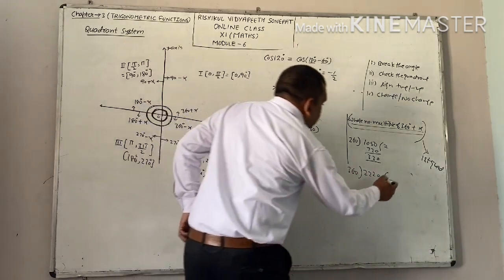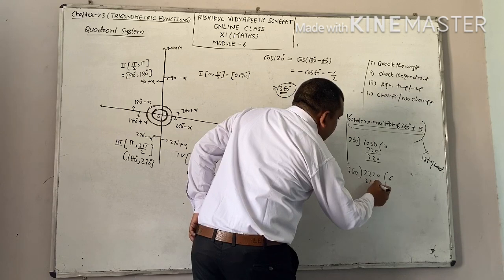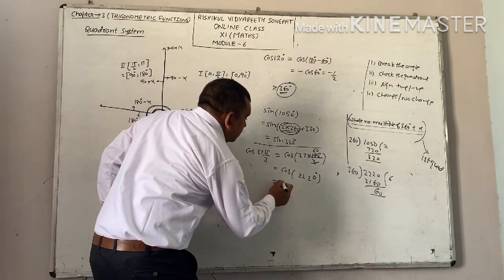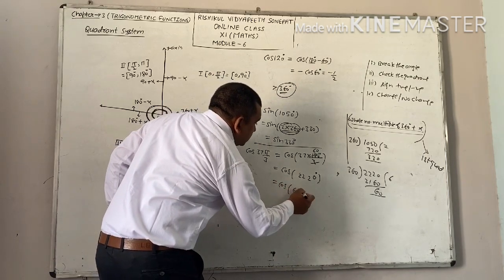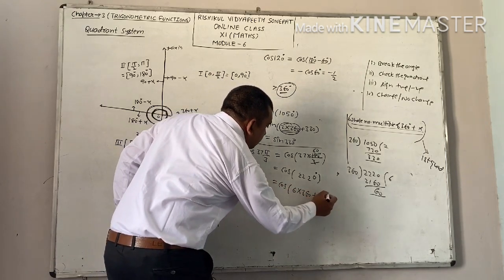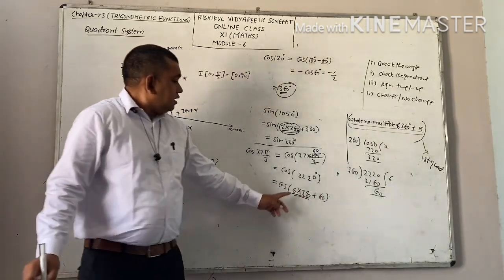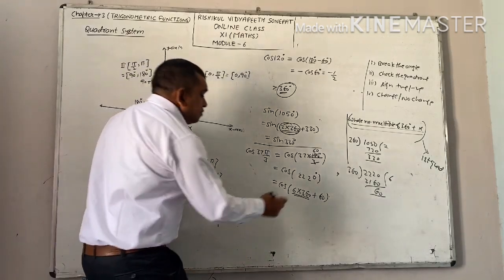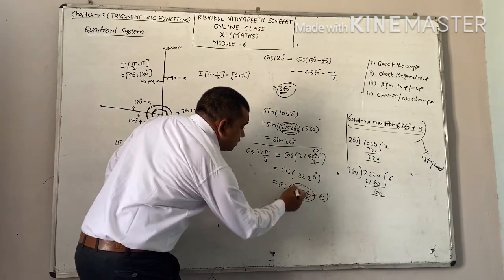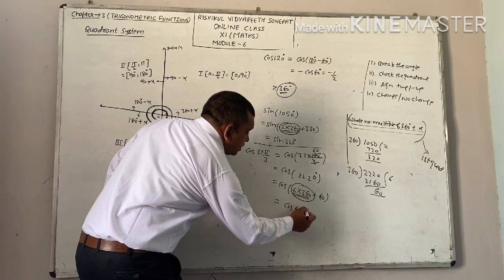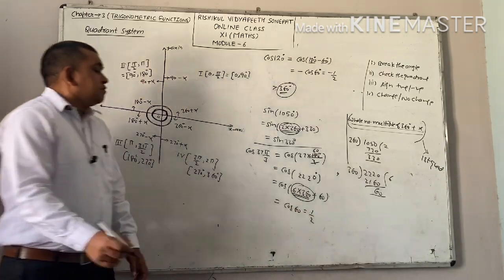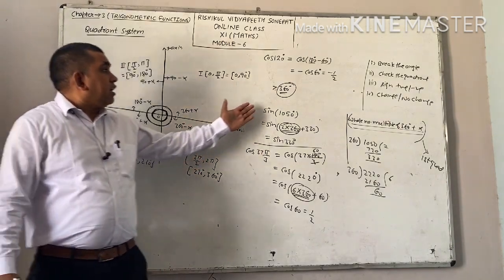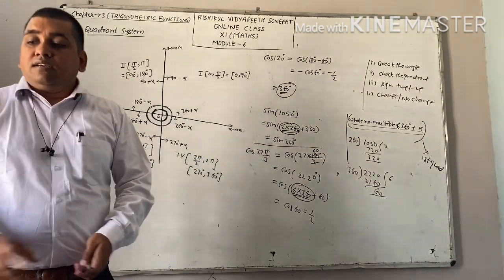This will go on 6. What is left? 60. You can write like this: cos 6 into 360 plus 60. 6 into 360 means 6 complete revolutions plus 60. There will be no impact of this one. This will be equal to cos 60, and we know the value of cos 60. That is your 1 by 2. In this way, you can find out the value when your angle is greater than 360 degrees.